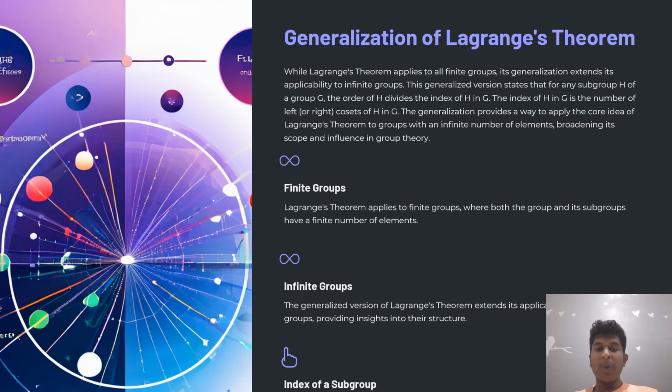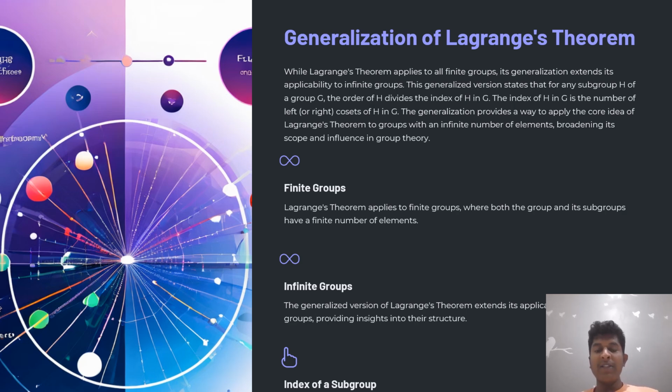Generalization of Lagrange's theorem. While Lagrange's theorem applies to all finite groups, its generalization extends its applicability to infinite groups. This generalized version states that for any subgroup H of G, the order of H divides the index of H in G. The index of H in G is the number of left or right cosets of H in G. The generalization provides a way to apply the core idea of Lagrange's theorem to groups with an infinite number of elements, broadening its scope and influence in group theory.